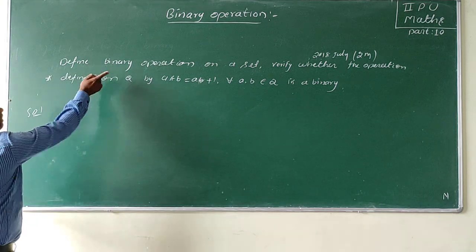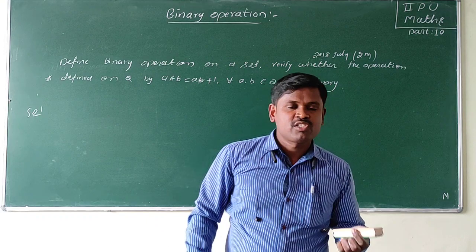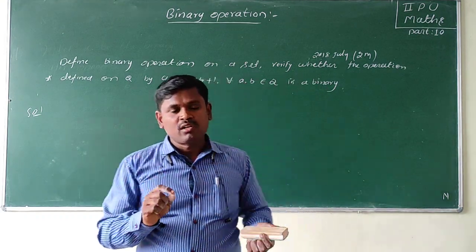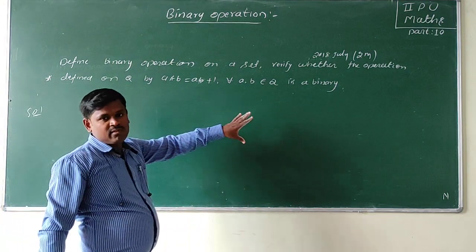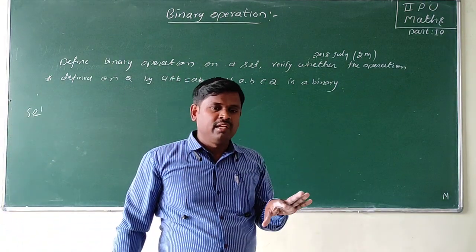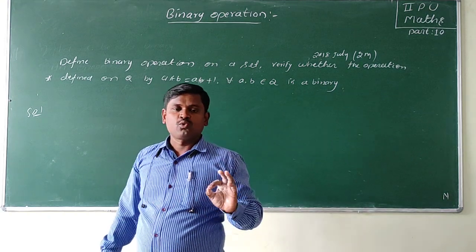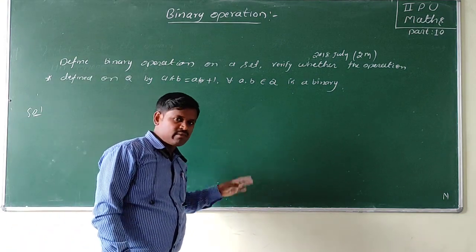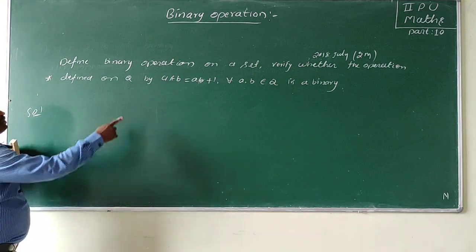So the definition, you write the definition. We already know: the binary operation star is a function. Star is defined from A cross A to A. For each a, b belonging to A cross A, it is associated with a unique element in A. So that is the definition of binary operation. So next, come to verify whether the operation is binary.